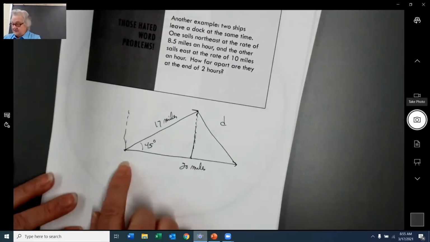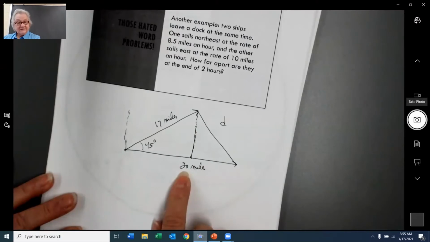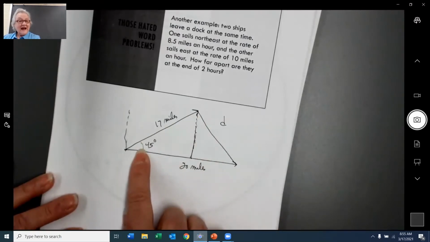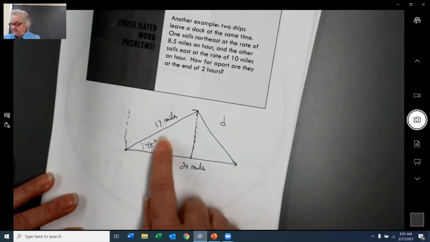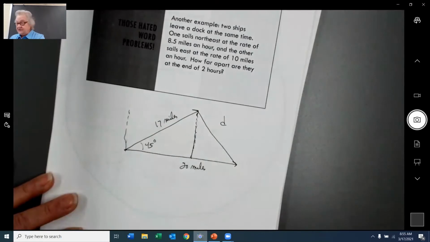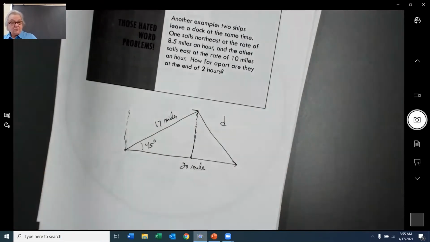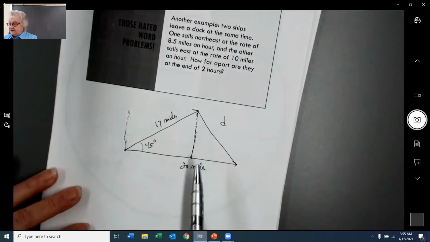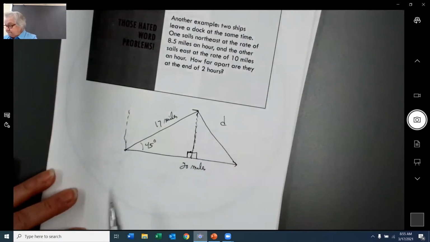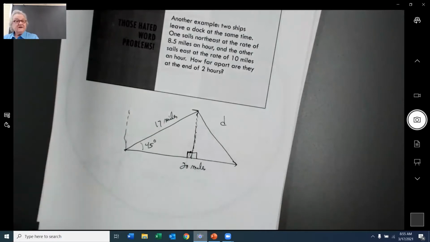Here it is. So one's going east. After 2 hours, it's gone 20 miles. The other one's going northeast, I assume exactly northeast, a 45-degree angle. And here's where they are after 2 hours. So your goal is to find that. And there's all sorts of ways of doing that. I suggested one way, dropping an altitude to get 2 right triangles, and you can proceed to find any of these objects. I can find this, and therefore I could find this, and I could find this. Eventually I might be able to find D. That's one way to do it.